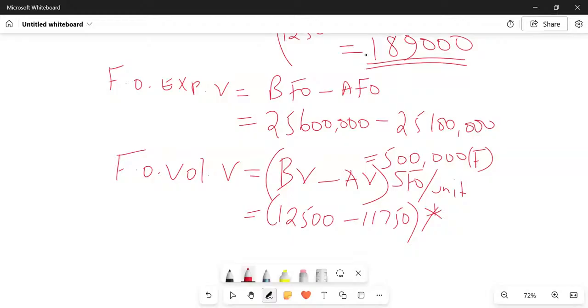I should take something divided by something. I know it will be something divided by 12,500. To get the standard fixed overheads, we should take the total fixed overheads given in the budget: budgeted fixed overheads over budgeted output.